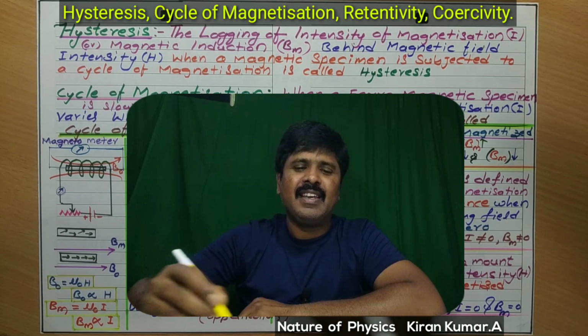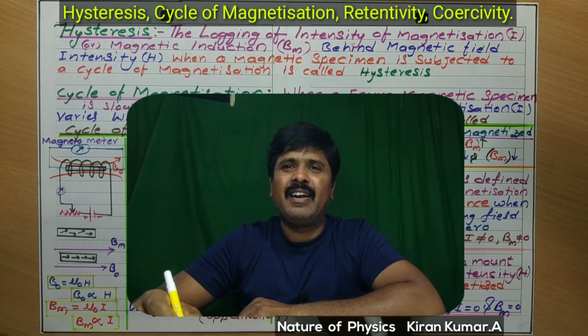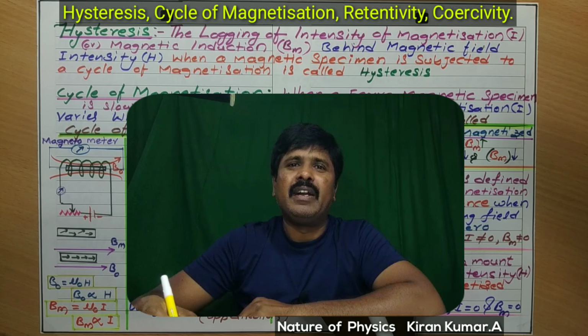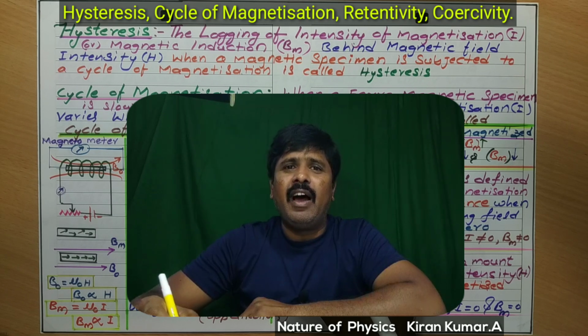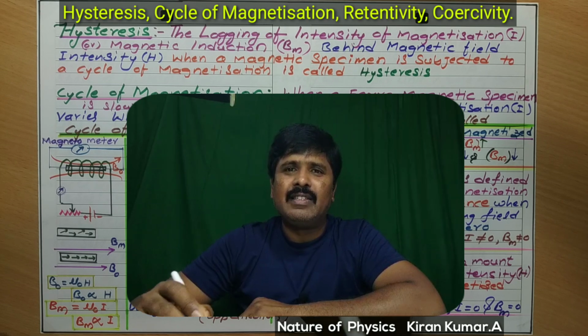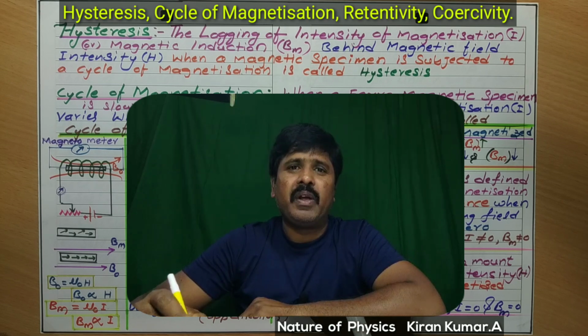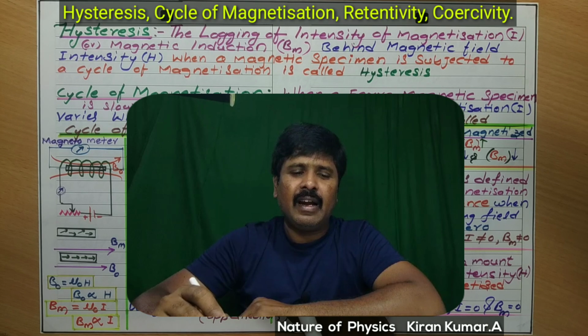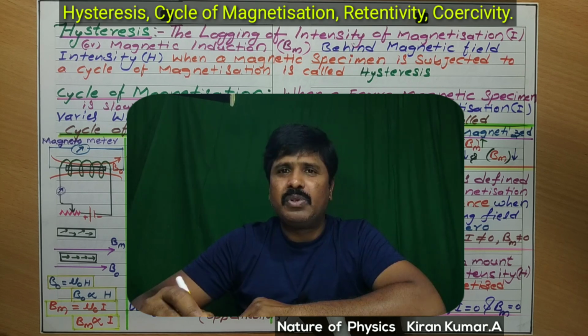Today's topic is hysteresis, cycle of magnetization, retentivity, and coercivity of a magnetic material getting magnetized in a magnetic field. Please watch the previous videos. Part 1 is magnetic field intensity, part 2 is intensity of magnetization I, and part 3 is magnetic susceptibility Xi, and this is the part 4 video, students. Then only can we clearly understand this video.